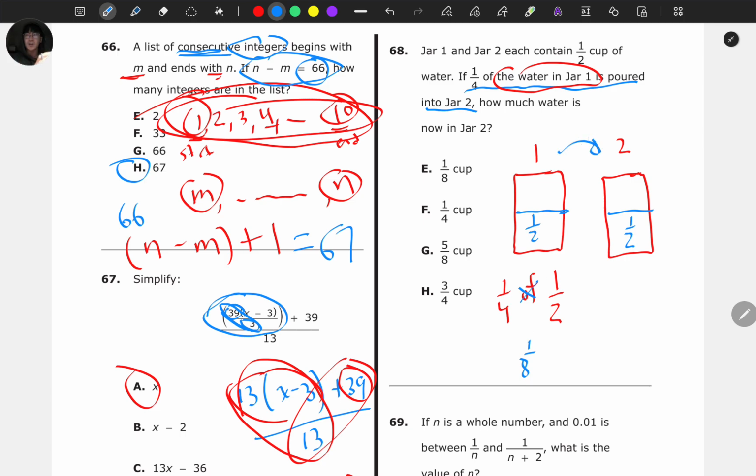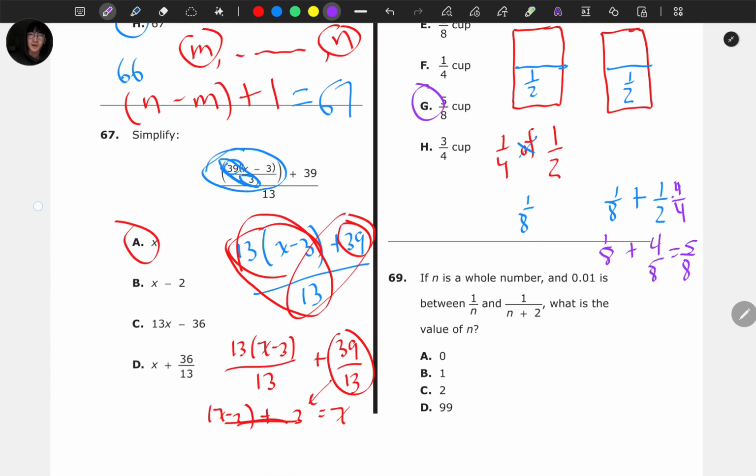Transferring the water means adding water. So this is going to be 1/8 plus a half. And now to do this math, you have to get the denominators to be the same. And I know that 8 is a common denominator for both, changing this by multiplying by 4 on both. So this is going to be 4/8 plus 1/8, which is the same as saying 5/8, which is choice G. Okay, great. Let me keep moving up.